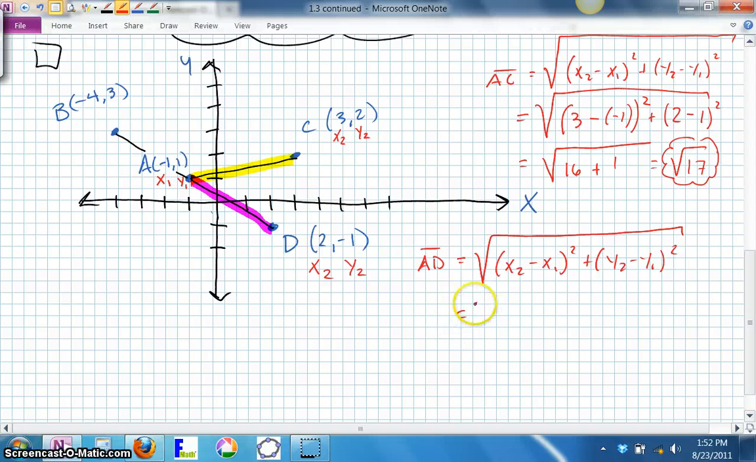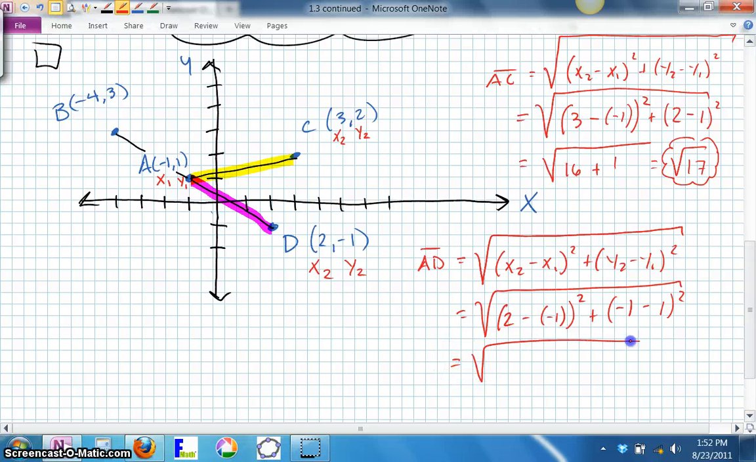Okay, that means square root of, what is the number for x sub 2? Tell me what it is. 2, yes. Minus, what's the number for x sub 1? Make sure you put a negative 1 in parentheses there. It will help you out. Plus, what's the number for y sub 2? Negative 1, very good. Minus, what's the value for y sub 1? 1, very good. And we're going to square all that.